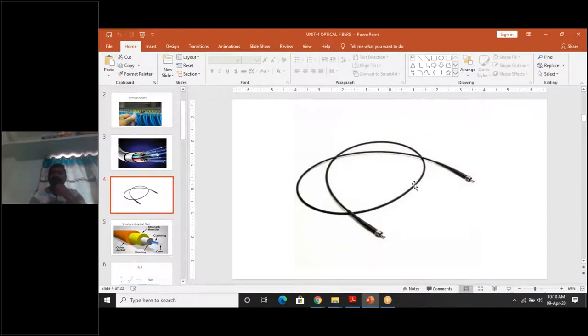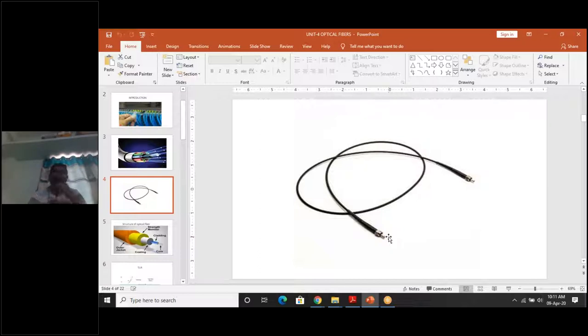Simply, it is cylindrical in shape and internally consists of a dielectric medium, and it propagates light rays, the optical signals, from one end to the other end. Suppose you inject the light rays here, it carries the light rays in this way and it emits the light rays here. So by some process, this is the optical fiber.